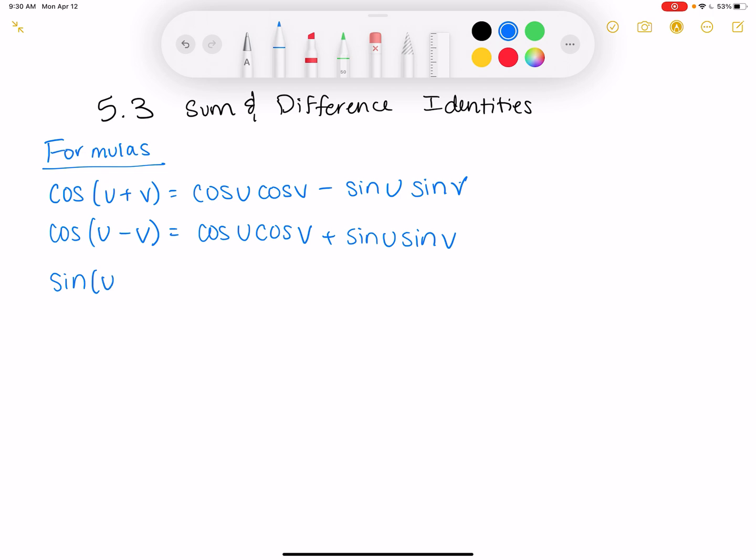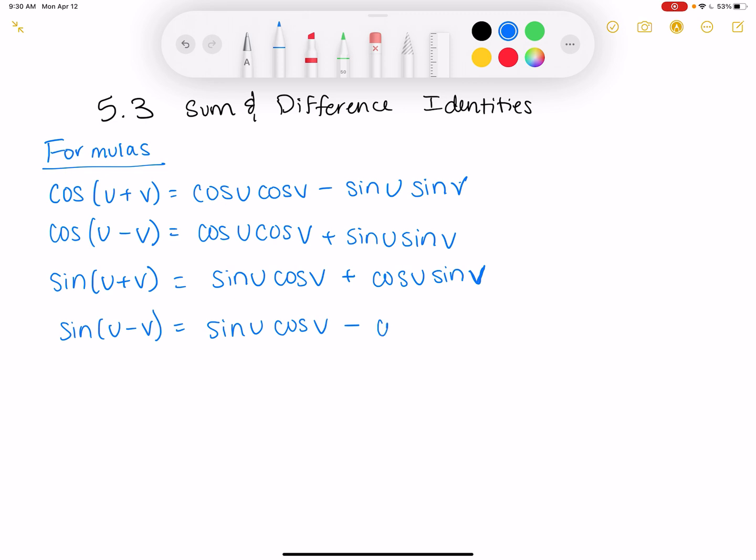The sine of u plus v is equal to the sine of u, cosine of v, plus the cosine of u, sine of v. The sine of u minus v is the sine of u, cosine of v, minus the cosine of u, sine of v.